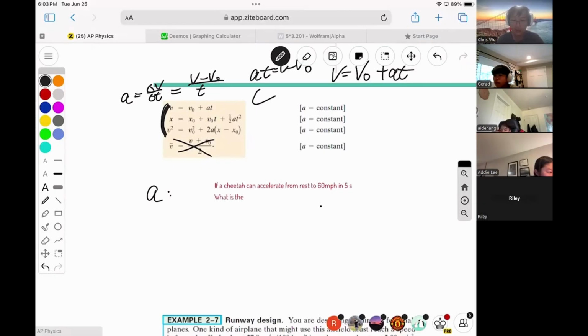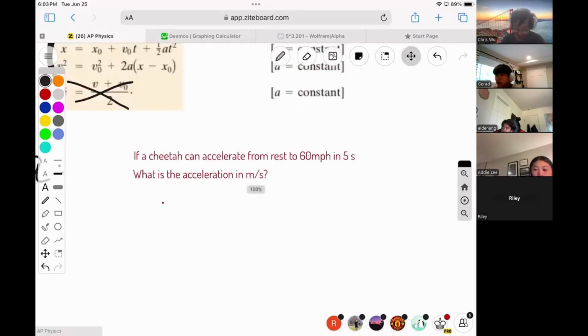What is the acceleration in meters per second? Okay. All right. So let's calculate that. If I have 60, I know this is asking acceleration. So the concept of the acceleration, the equation of acceleration is a equals delta V over delta T, right?